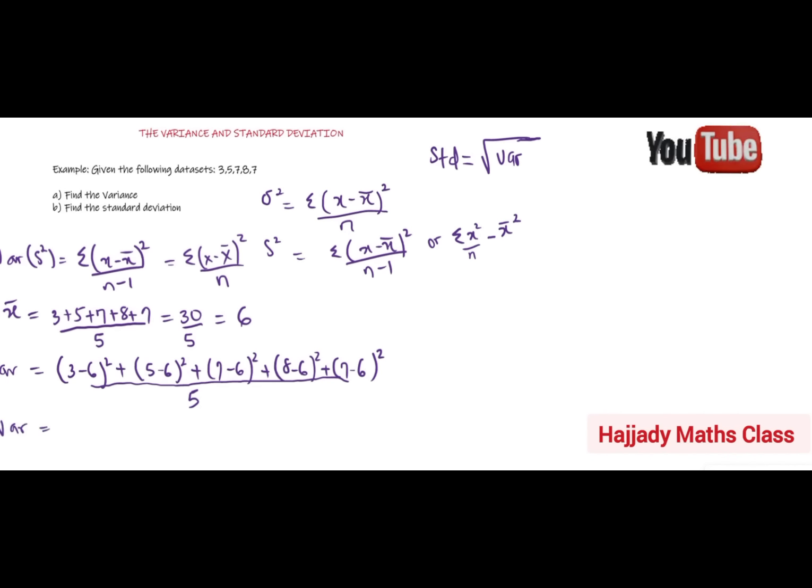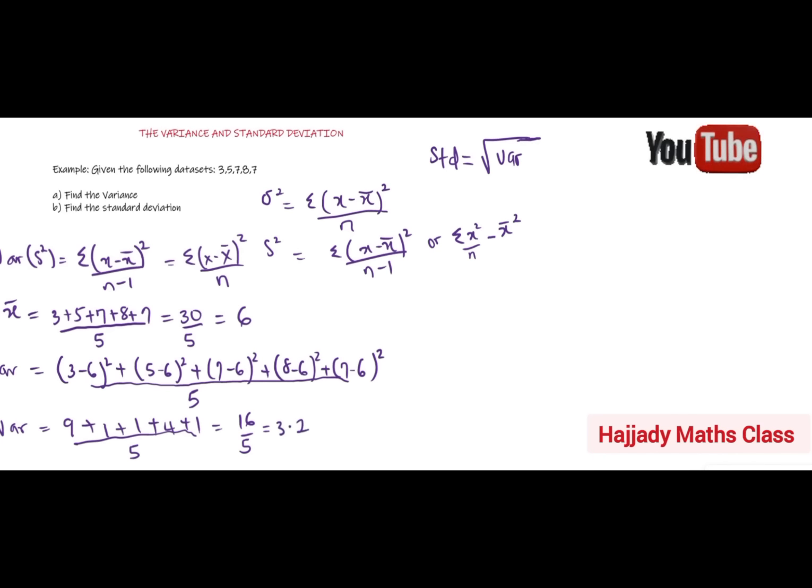So solving this now, here we are going to have 3 minus 6 all squared, which is going to give me 9, plus 1, plus 1, plus 4, plus 1, all over 5. And this is going to give me 16 over 5, which is equivalent to 3.2.